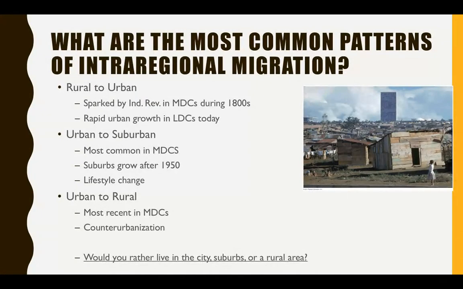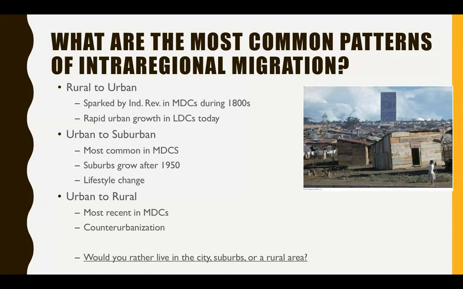We also got in a little bit to looking at some of the different intra-regional migration here, going a little bit more in depth on them. Rural to urban, we talked about. This was sparked during the Industrial Revolution, so all the way back to the 1800s. And so in our more developed countries, people were leaving their farms, in some cases being forced from their farms, to go to the cities because, again, that's where the jobs were. So they went to the cities for jobs. We also see that today, this is where we're seeing most of the rapid growth in urban areas, is in lesser developed countries. We talk about urban to suburban. This is most common in more developed countries as well.